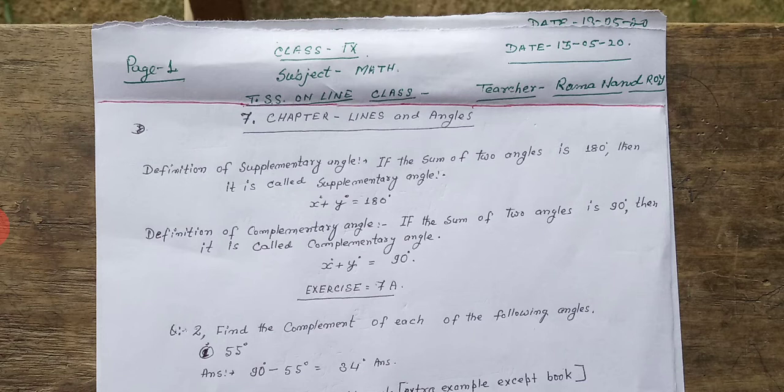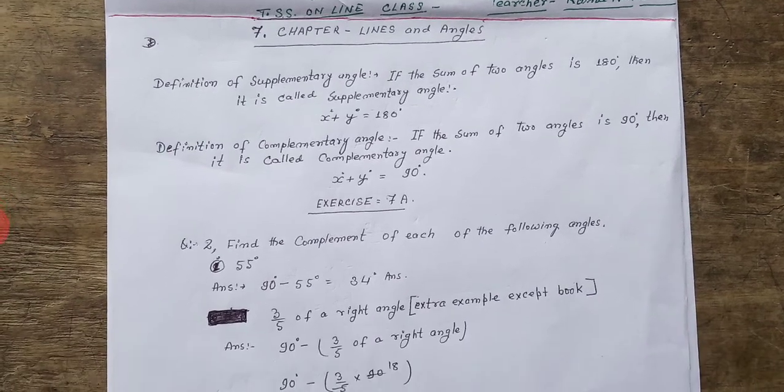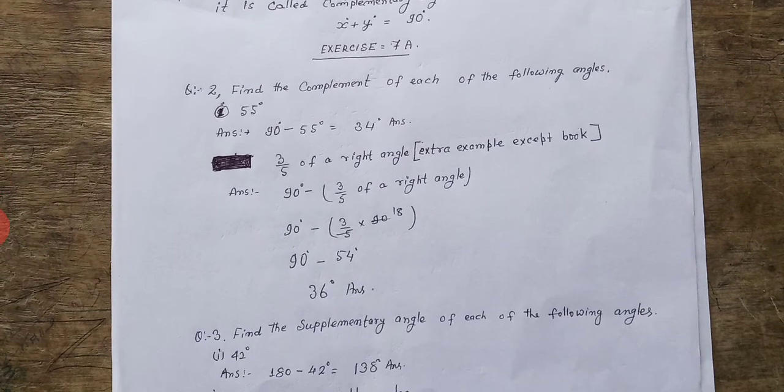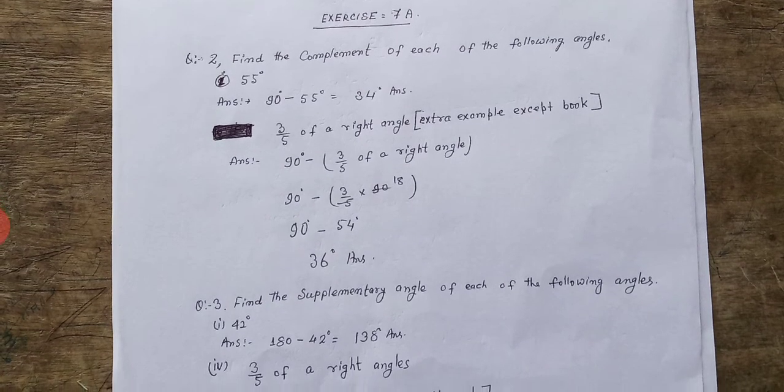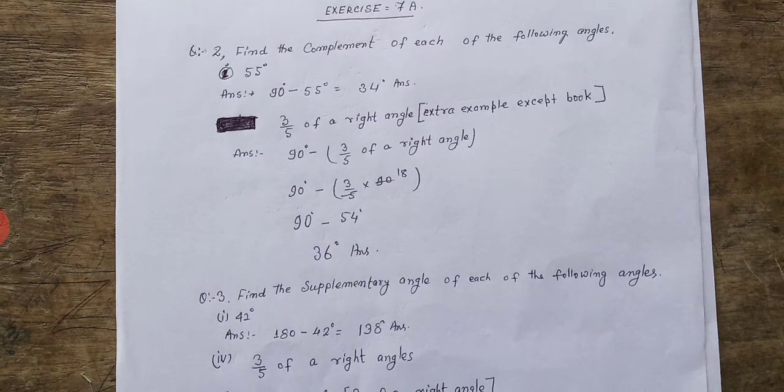Now exercise 7a, look at 7a exercise, question number 2, find the complement of each of the following angles. One of them is given, 55 degree. 90 degree, then the answer will be 90 degree minus 55 degree is equal to 35 degree, answer.